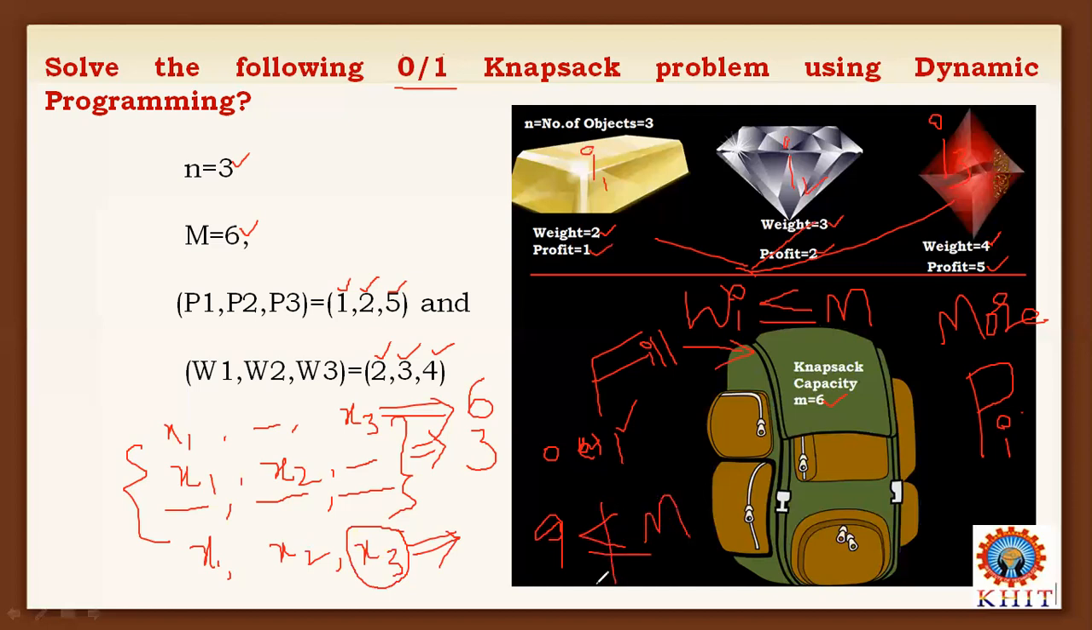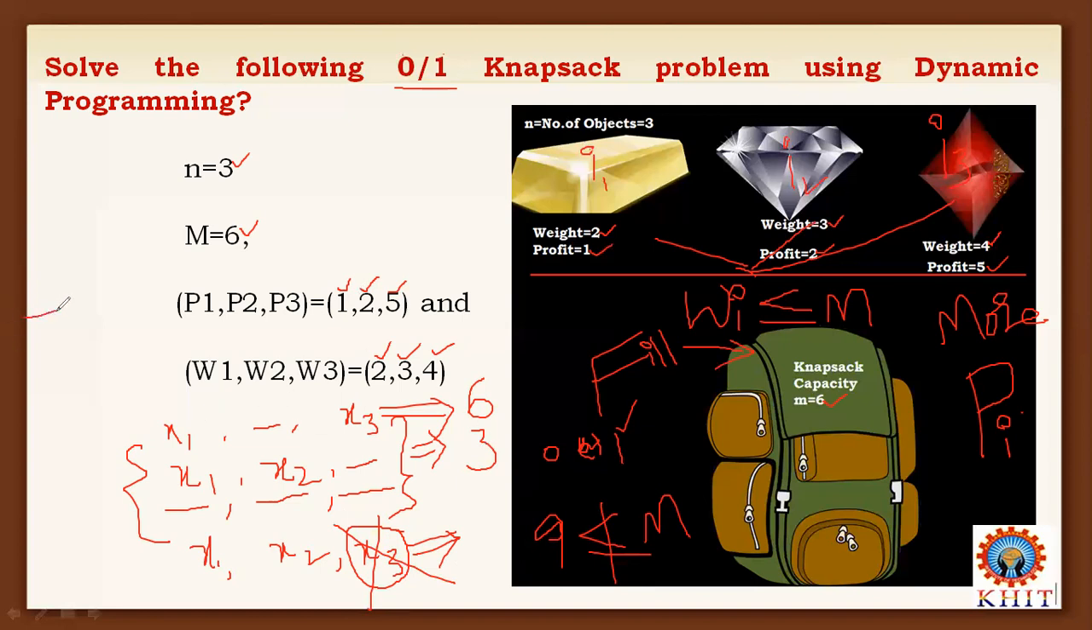The condition is false. To overcome the problem, you have the choice either to not select the item or to select the item, but in this case you cannot select the item, so you can only select item 1 and item 2. If you select item 1 and item 2, you will get the profit of 3. Okay, and one more option we will see.